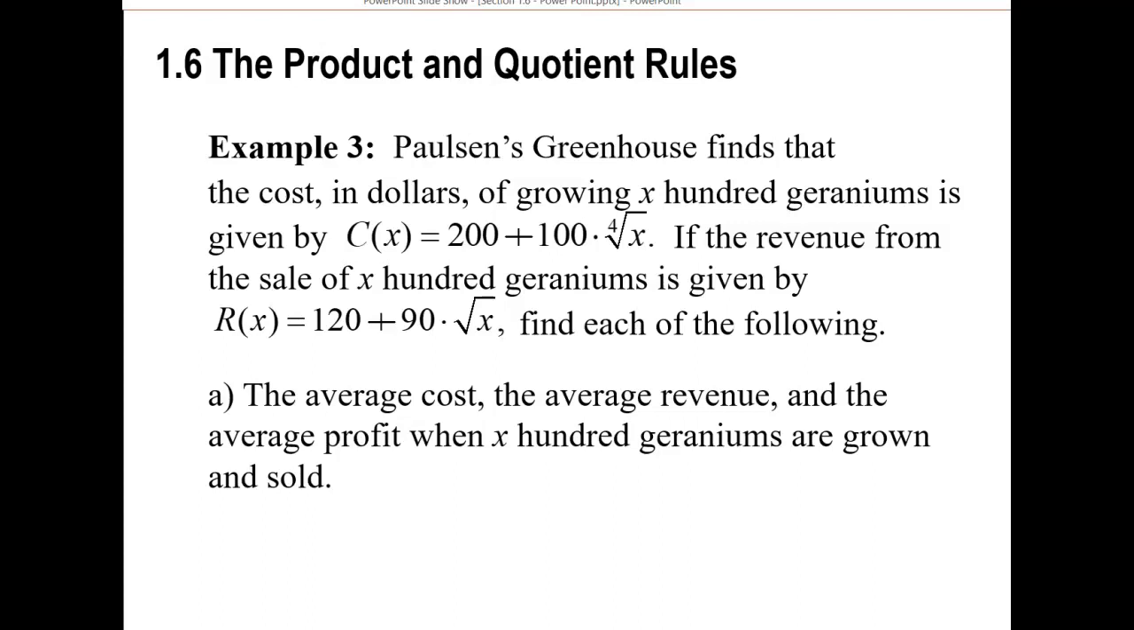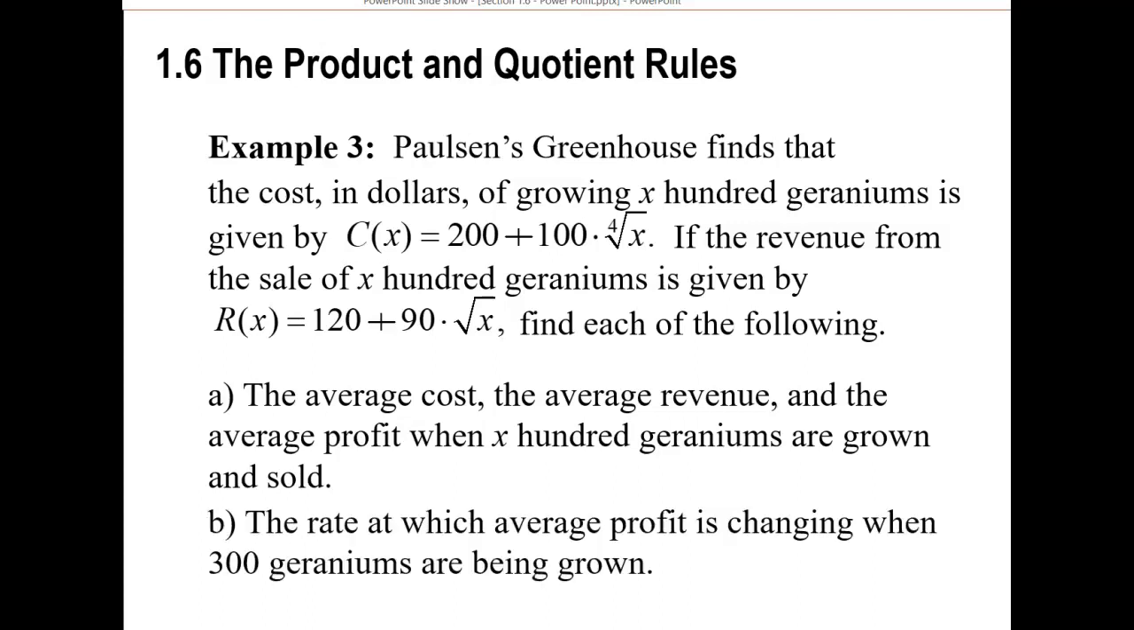The average cost, the average revenue, and the average profit when X hundred geraniums are sold. So just knowing that, taking the cost function divided by X, revenue divided by X, and finding profit divided by X. Then find the rate at which the average profit is changing when 300 geraniums are being grown.